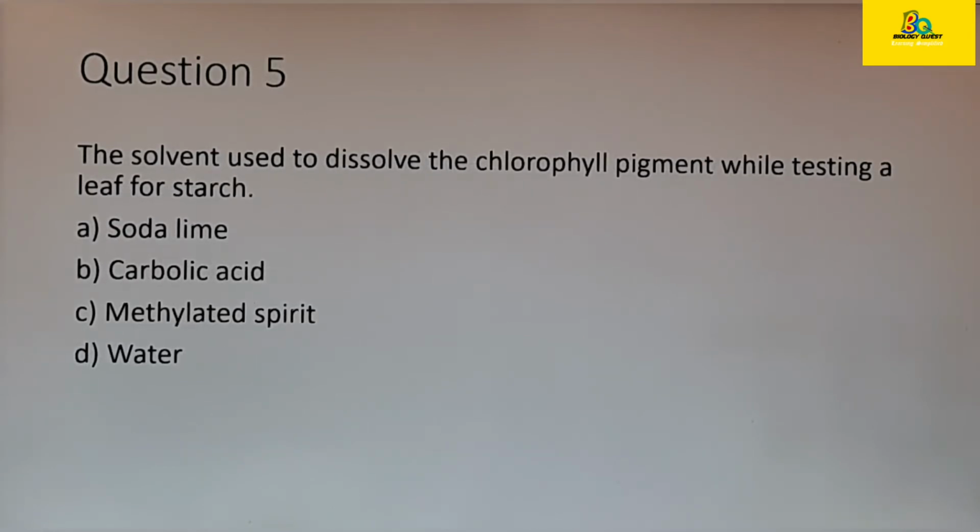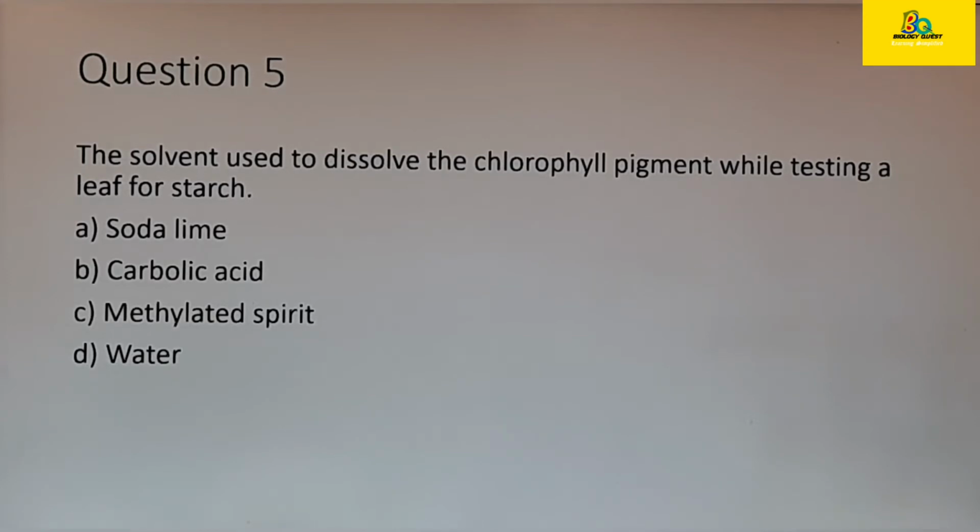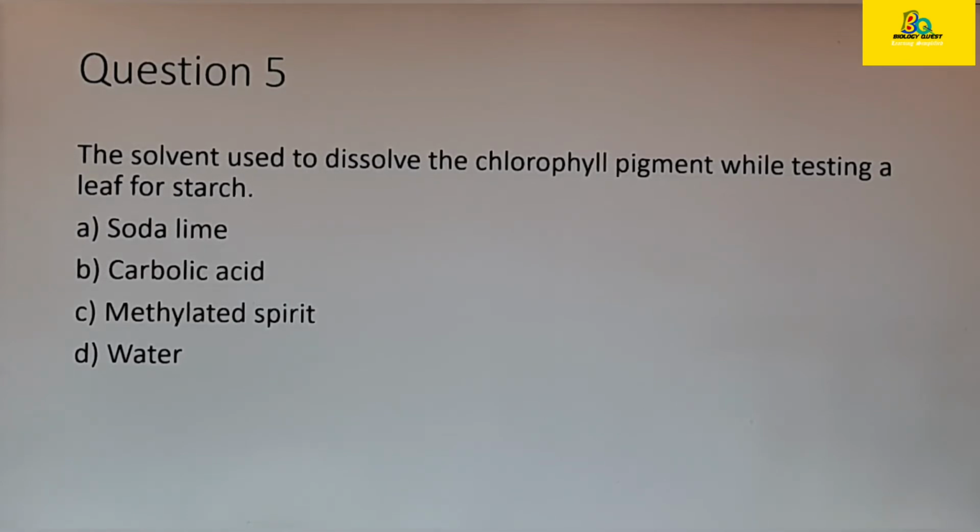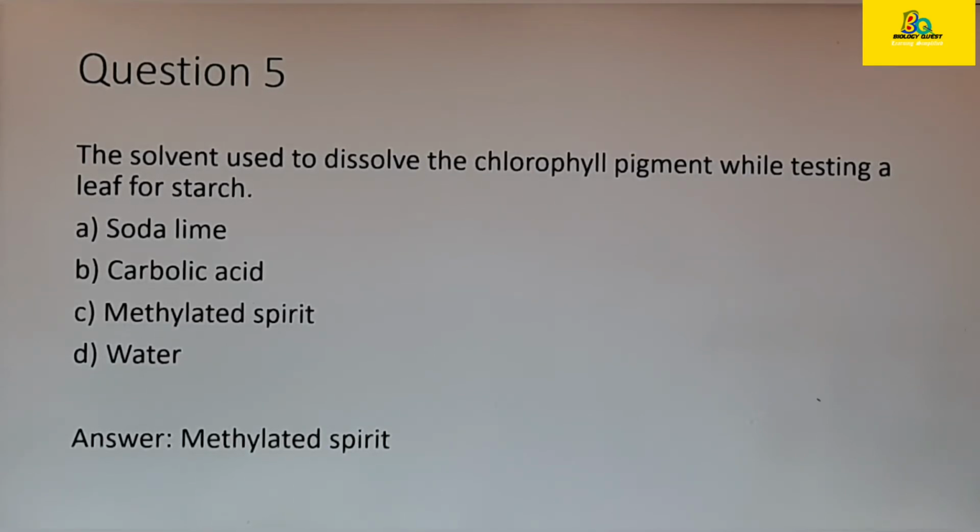Question 5. The solvent used to dissolve the chlorophyll pigment while testing a leaf for starch. You should know what solvent is used to remove chlorophyll pigment from the leaf. Answer is option C, methylated spirit. The leaf is boiled in methylated spirit using a water bath to remove the chlorophyll pigment. That is the second step in the iodine test. So the correct answer is C, methylated spirit.